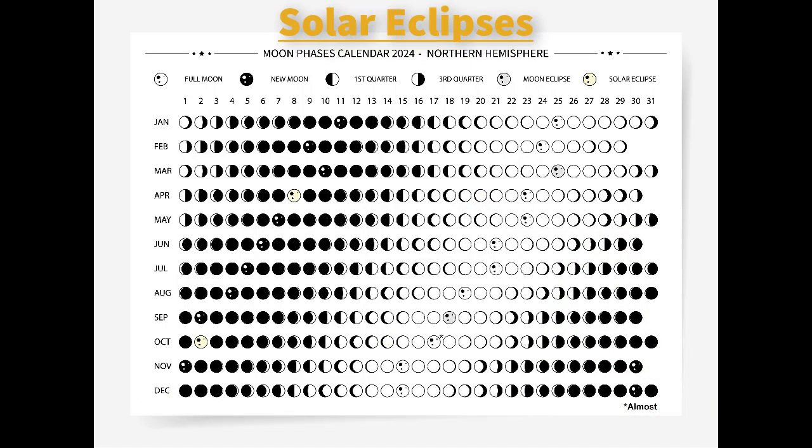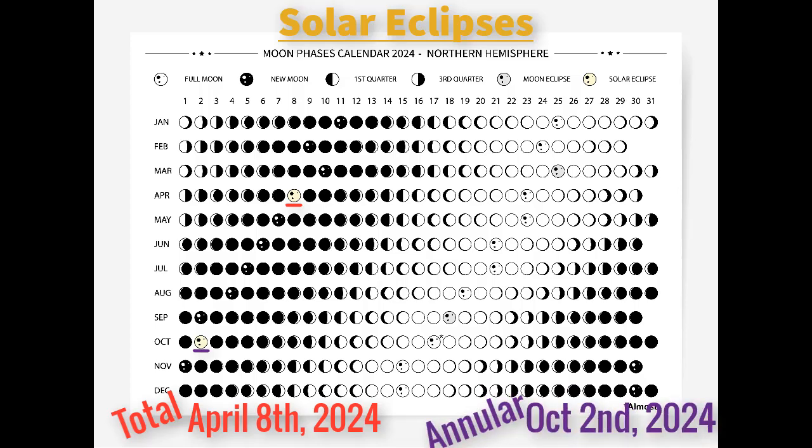And then now if we look at this year's, we have one coming up on April 8th. That's going to be a total solar eclipse. And then we're also going to have one on October 2nd. That's going to be an annular one.